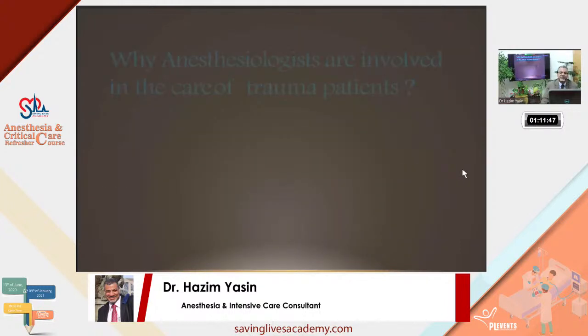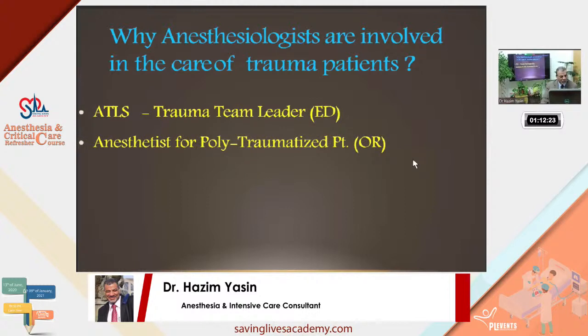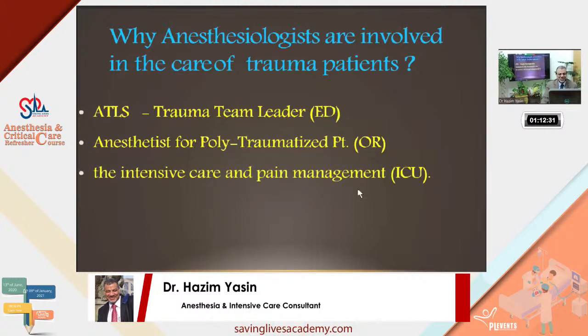Why are anesthesiologists involved in the care of the trauma patient? Why did we not go from the beginning of the presentation to the patient? You have a patient in the OR for exploratory laparotomy. The anesthesiologist is one of three. Either he is one of the trauma team, so he will be in the emergency department during the code umbrella or during the trauma code. Or he might be the anesthesiologist for the polytraumatized patient in the OR. The third anesthesiologist will take the patient in the ICU. He will care for the post-operative care management and for the pain management. So the anesthetist should be involved in the whole process of trauma.